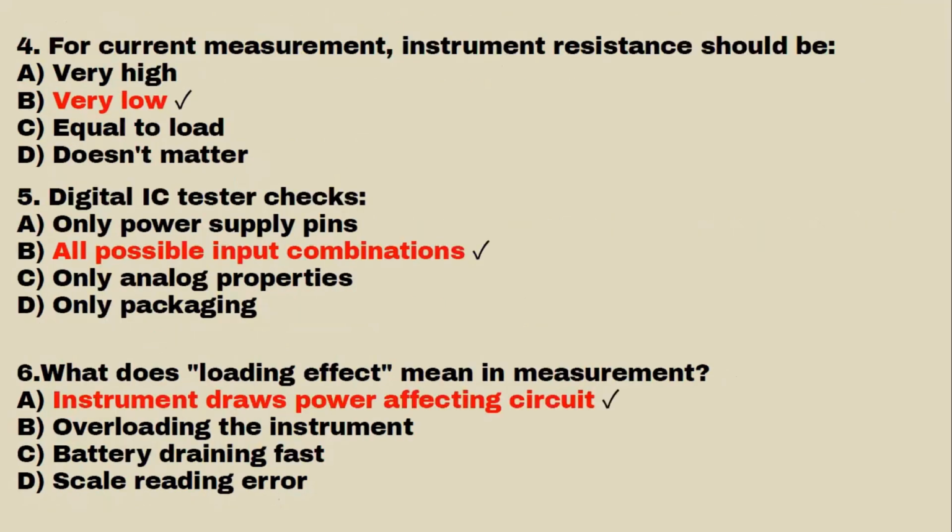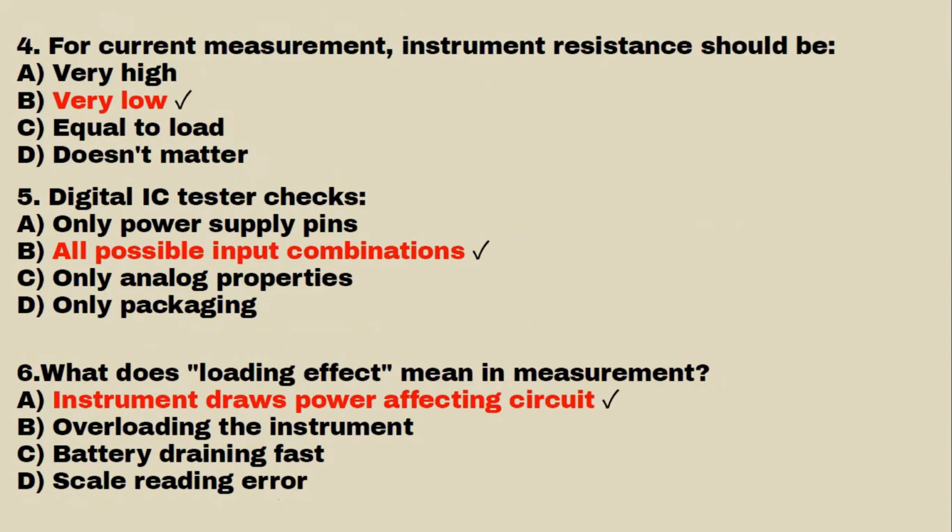Let's go to the 4th one. For a current measurement instrument, resistance should be very low. That is also written in the important points. It should be very low. Digital IC tester checks what? All possible input combinations. Not power supply checking, not analog probes, not packaging. It checks the possible input combinations of gates, and as we said, a few transistor gates and flip-flop circuits.